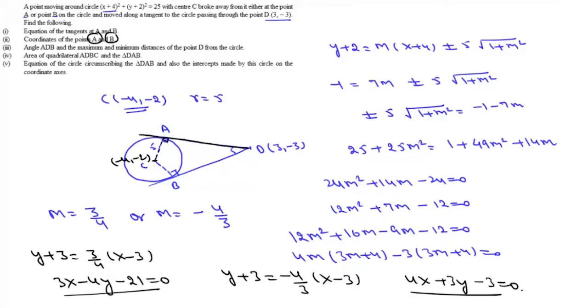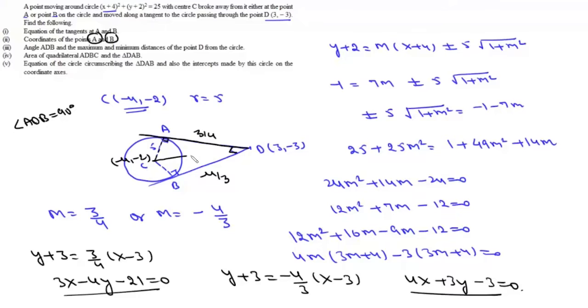Now this third question is we need to find this angle ADB and the minimum and maximum distance of D from the circle. Now as we have already seen, this slope is 3 by 4 and this slope is minus 4 by 3. The product of slopes is minus 1. So basically this angle is 90 degrees. So we can simply write angle ADB is 90 degrees. And now we have to find the minimum and maximum distance of this point D from the circle.